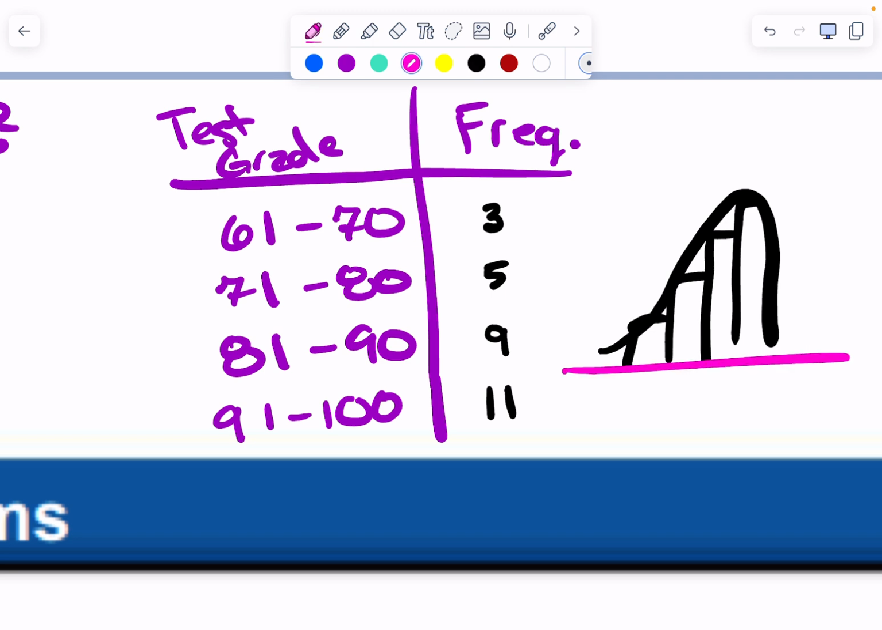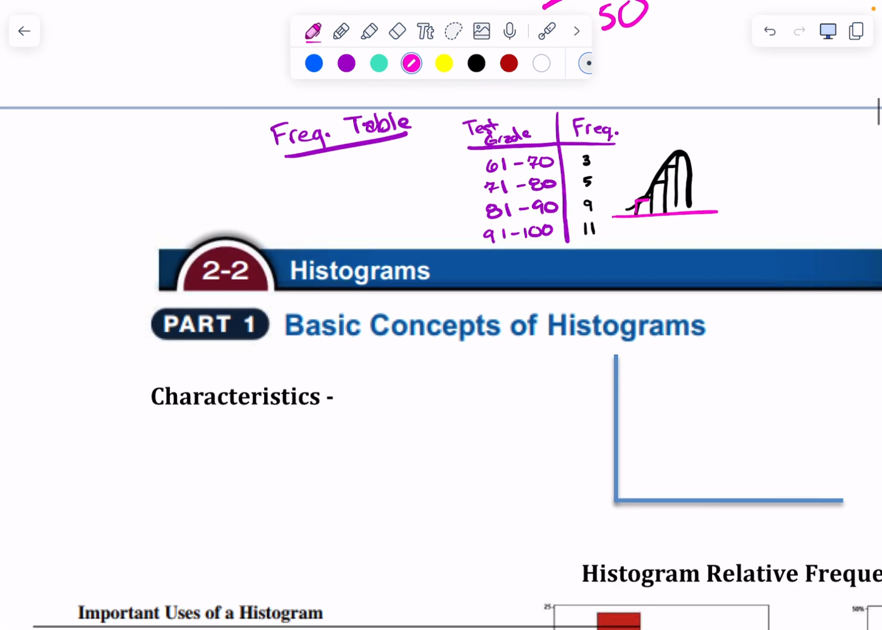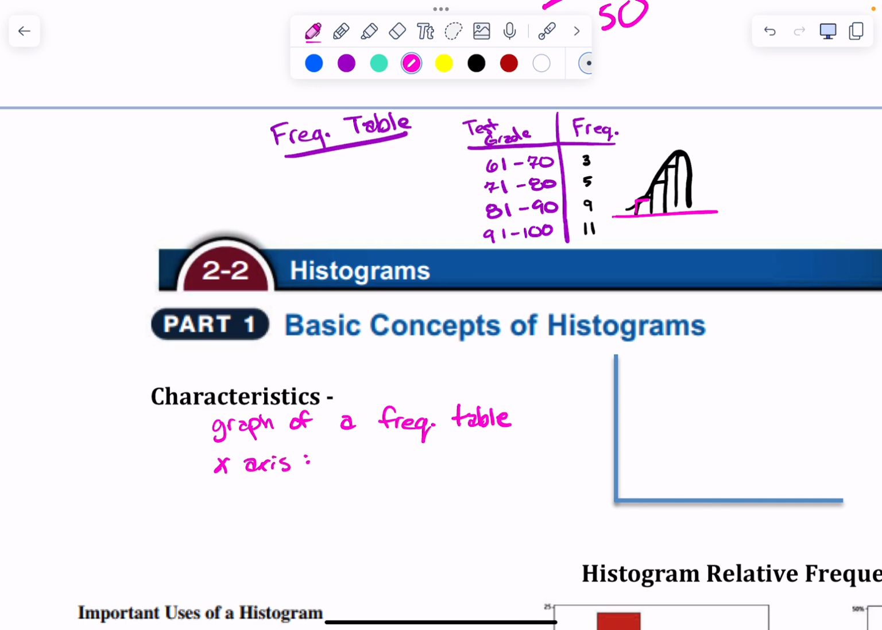So a histogram is like a glorified bar chart, basically. A histogram is just graphing a frequency table. That's what a histogram is, okay? So characteristics of a histogram: it is a graph of a frequency table. Your x-axis is your classes, and your y-axis is your frequencies.